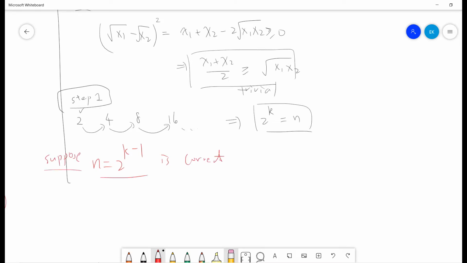And the k equals 2 case we already checked, right? So let's see n equals 2^k. Let's say we want to prove that n equals 2^k is correct. Suppose we know this, right?